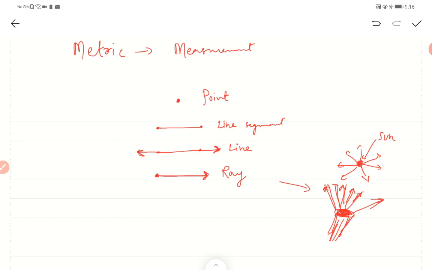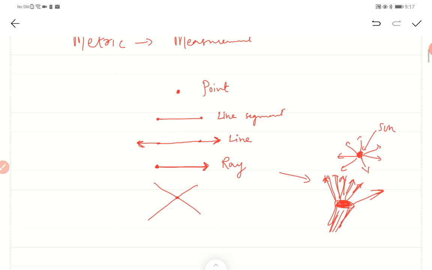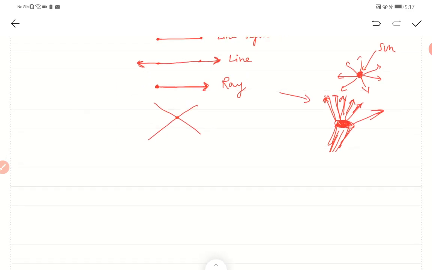Okay, after that you will be studying two lines. Two lines intersecting at one point is called intersecting lines. Okay, after this you will study about parallel lines. Two lines which will not meet are parallel lines. And at the end you'll study about angles. Okay, so these are the different topics you are going to study in this unit, and it's quite easy.